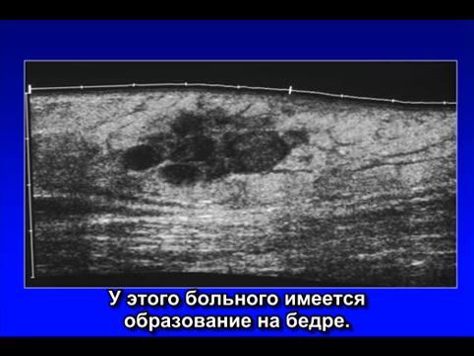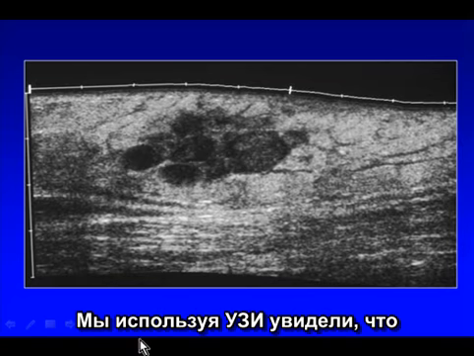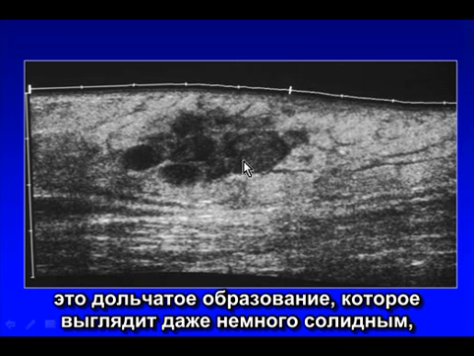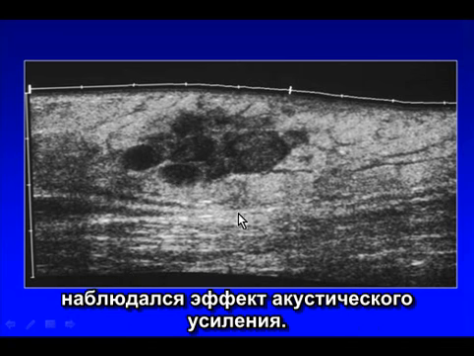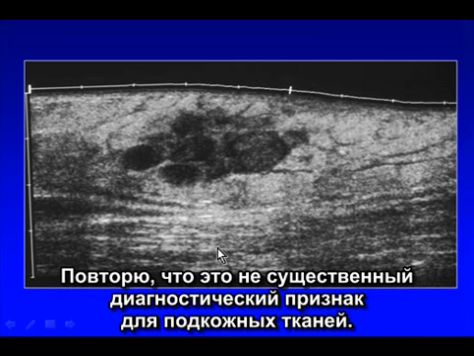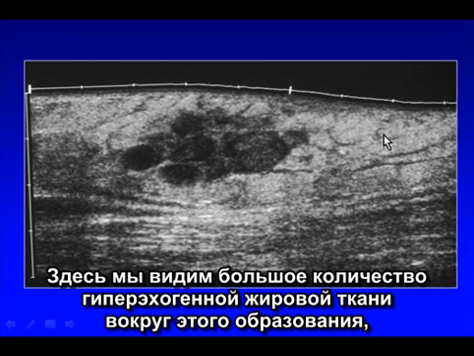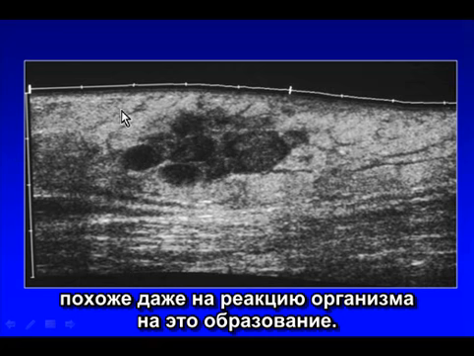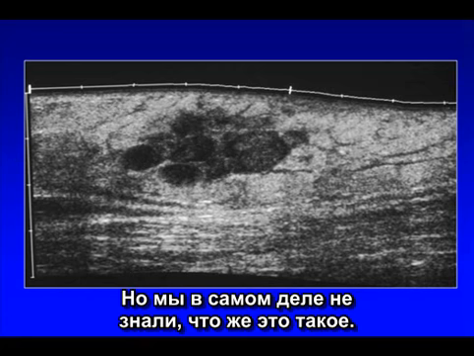This is a patient who presented with a mass on the thigh. We put the ultrasound down and we saw this lobulated mass. It looked somewhat solid. It did have acoustic through transmission, but again, not a helpful sign in the subcutaneous tissues. There was a lot of hyperechoic fat around it, so it looked like the body was reacting to it. But we really didn't know what it was.